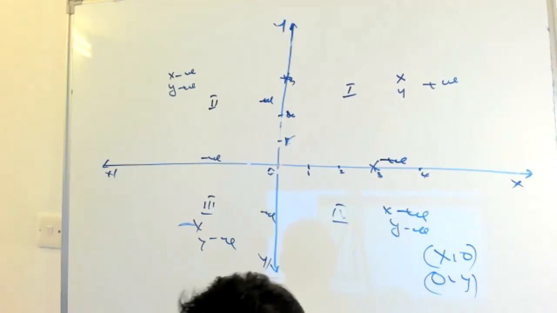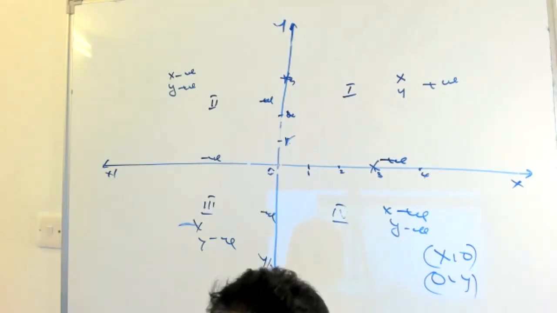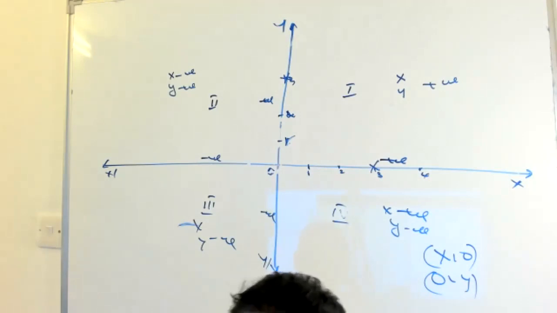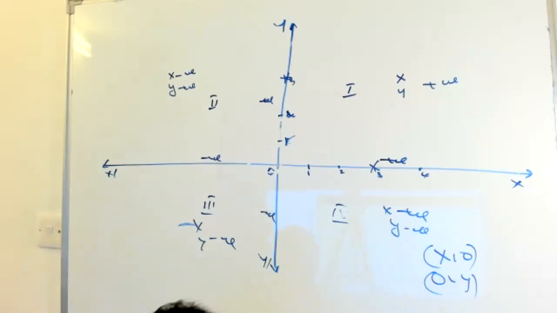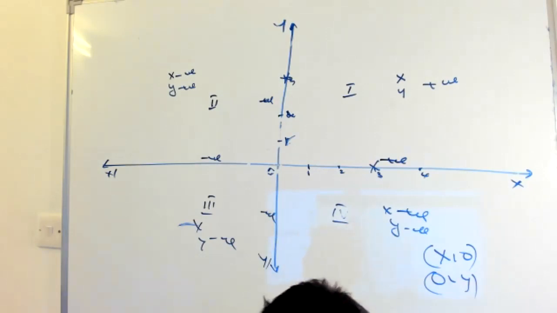Now, Alicia, ready or not? Yes, sir. (1, 0), x-axis. (0, 1), y-axis. Okay, then (3, 6), where? Sir, first quadrant. (3, 6), first quadrant, okay.